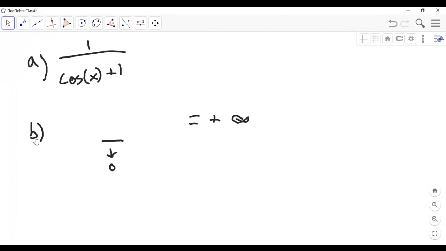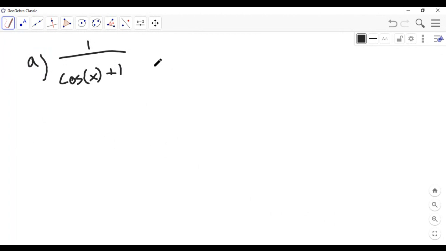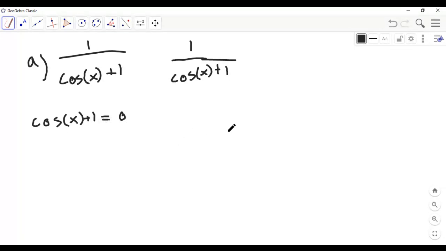So go ahead and actually clear that so we've got a little more space to write with this 1 over cosine of x plus 1. A big thing to look for with these infinite limits, or limits that go to infinity, is asymptotes. Things like dividing by 0 will often get you an infinite limit. So in this case, we want to look for where this cosine x plus 1 is actually equal to 0. So where is cosine of x plus 1 equal to 0?